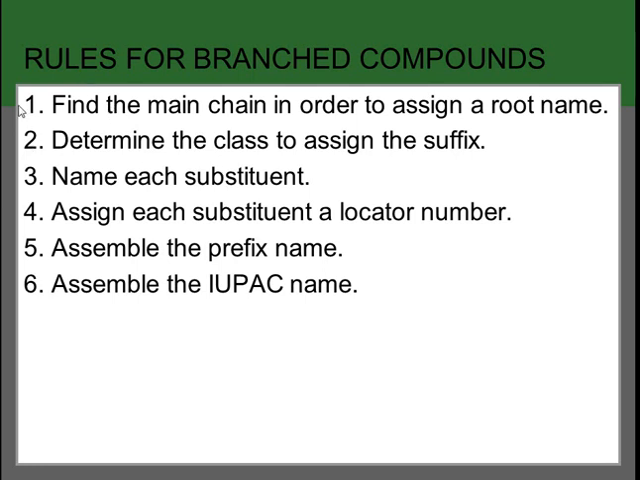So the first thing we do is find the main chain in order to assign a root name. We've already had experience with that. Determine the class to assign the suffix. We've already done that: alkane, alkene, alkyne. The next step is slightly new. We need to name each substituent according to the number of carbons in that substituent. And then we need to assign each substituent a locator number. We've already had some experience numbering carbon chains. Then we put together the prefix name, the number plus the name of the substituent. And then we assemble the entire IUPAC name.